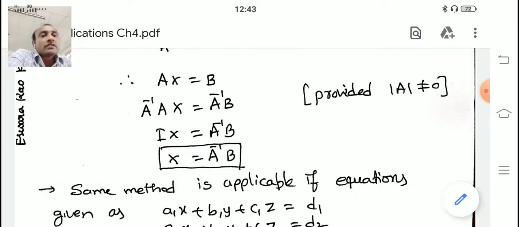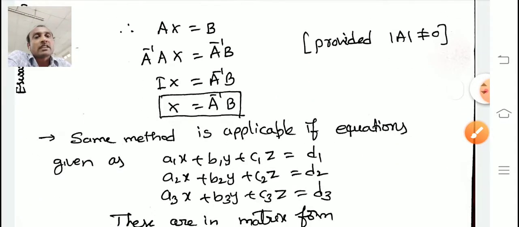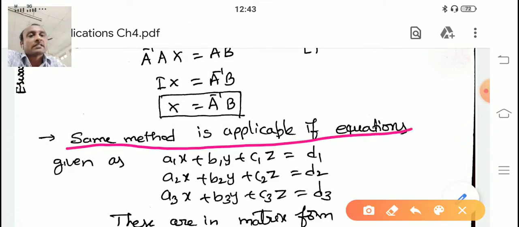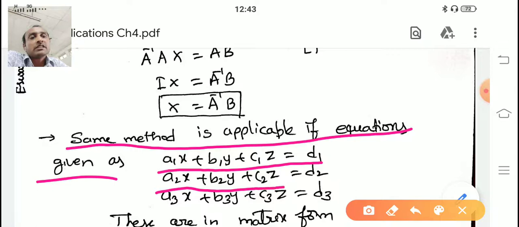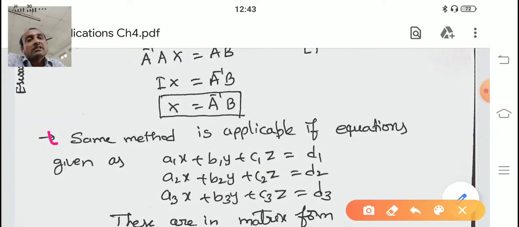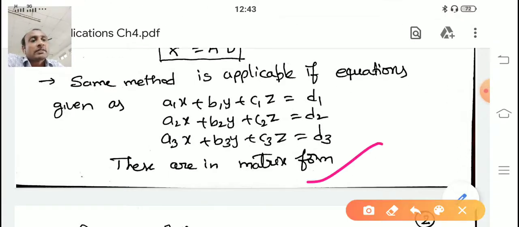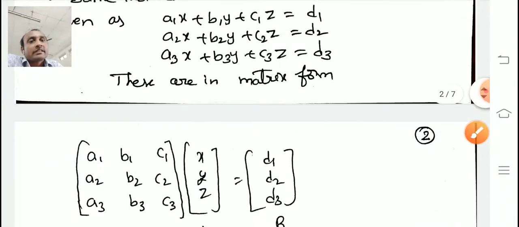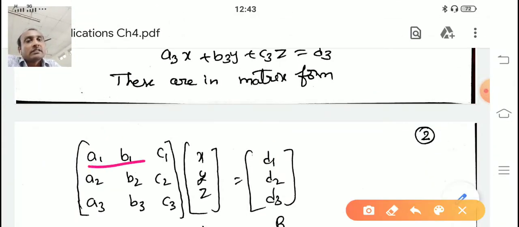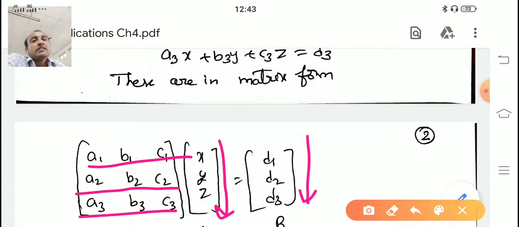Okay. Now the same method is applicable if the equations are given like this. How? Three variable equations x, y, z: a1x plus b1y plus c1z is equal to d1, a2x plus b2y plus c2z is equal to d2, a3x plus b3y plus c3z is equal to d3. Even these equations, using the above method only, we can express in the matrix format: A1 B1 C1, A2 B2 C2, A3 B3 C3, times x y z, equal to D1 D2 D3. This is in the matrix form, 3 by 3.